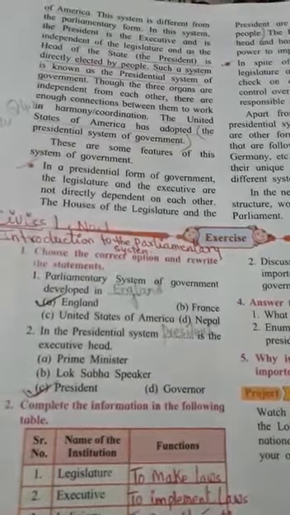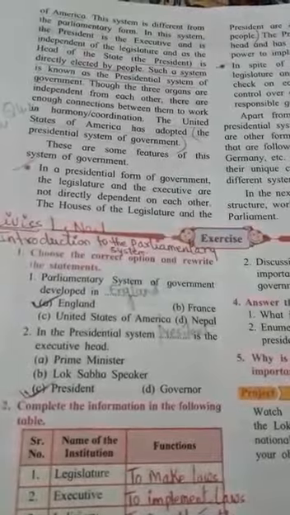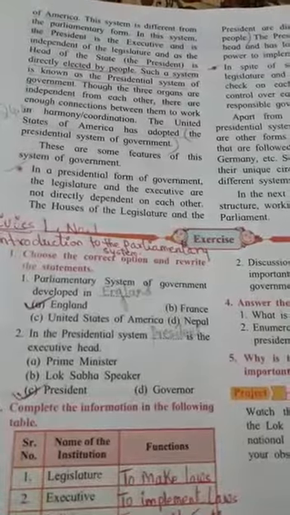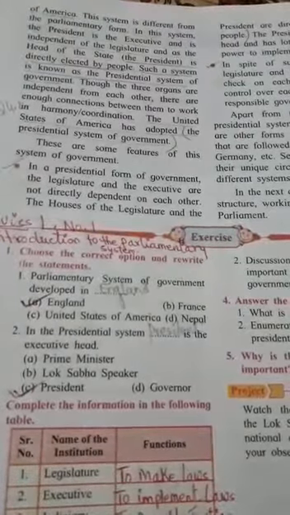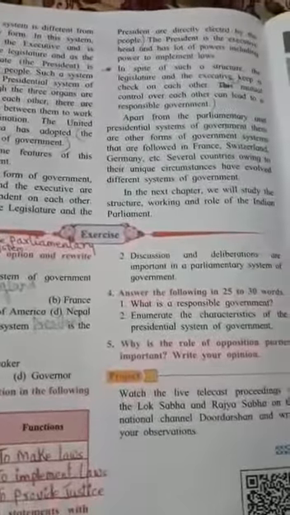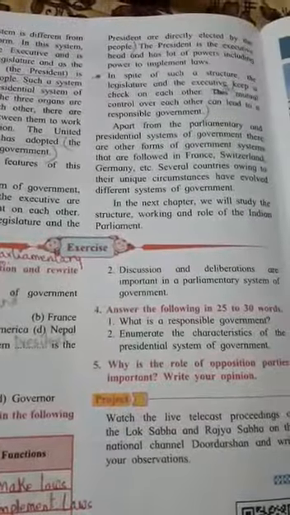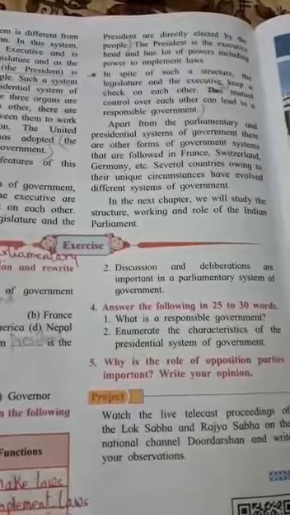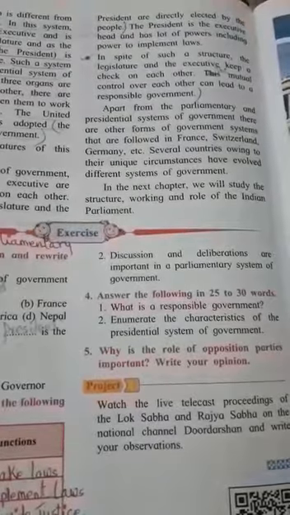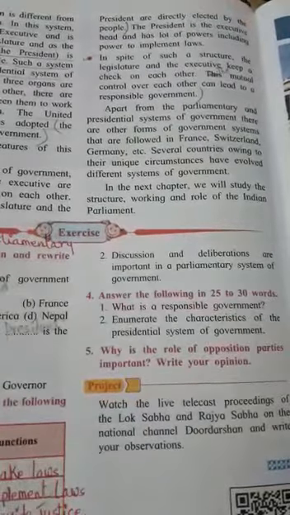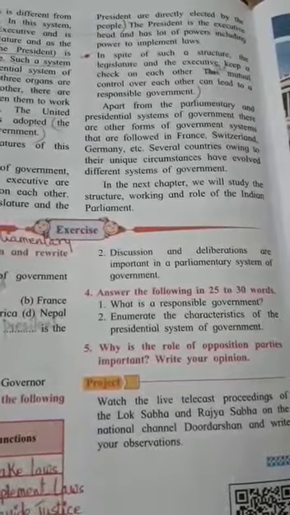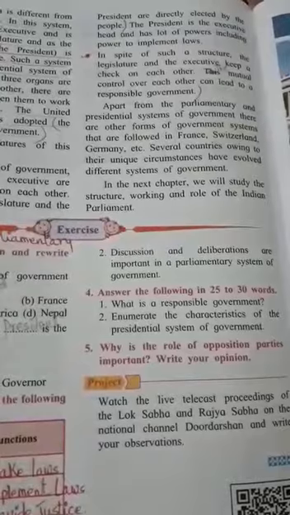These are some features of this system of government. First one, in a presidential form of government, the legislature and the executive are not directly dependent on each other. The house of the legislature and the president are directly elected by the people. The president is the executive head and has a lot of power, including power to implement laws. Second, in spite of such a structure, the legislature and the executive keep a check on each other. This mutual control over each other can lead to a responsible government.